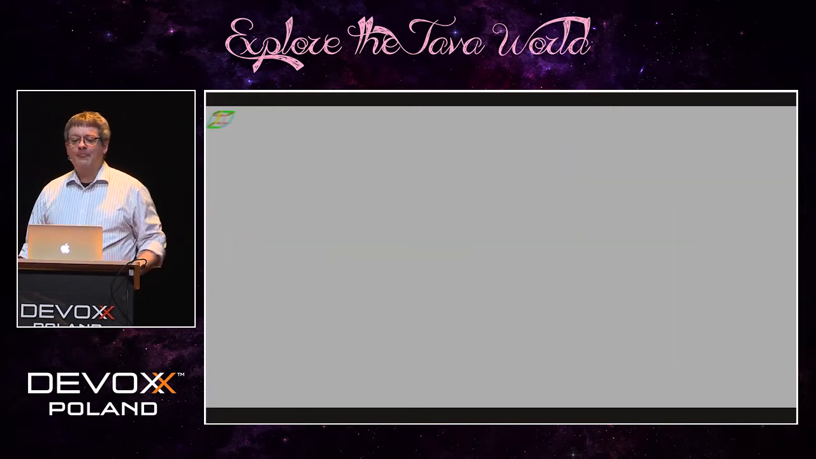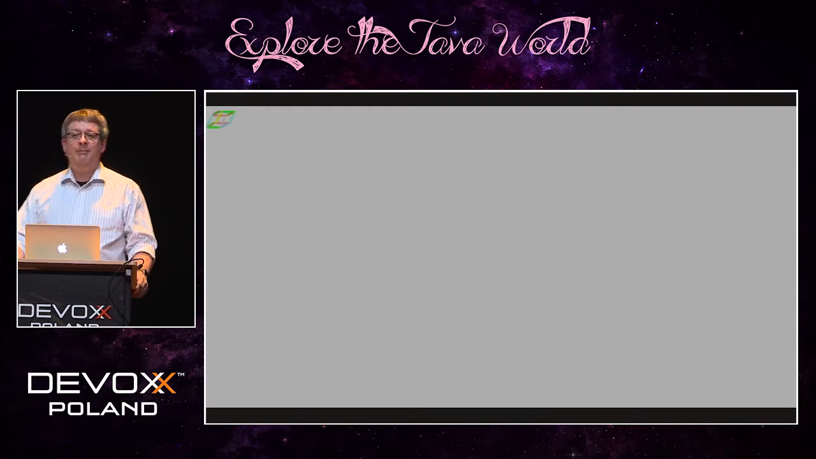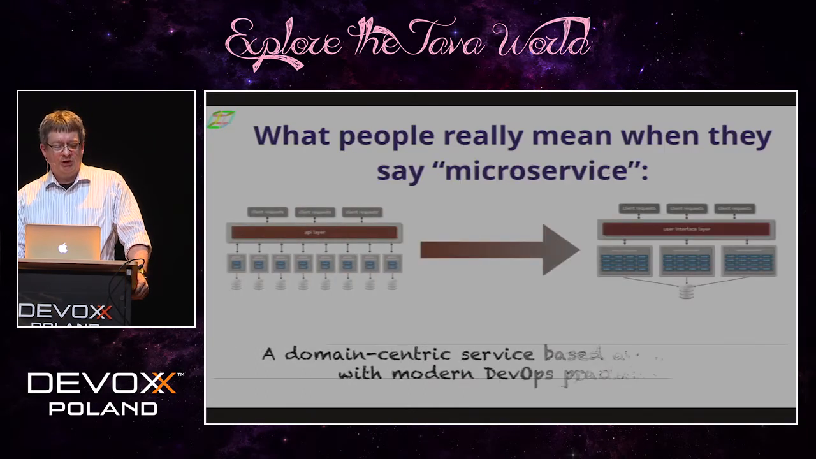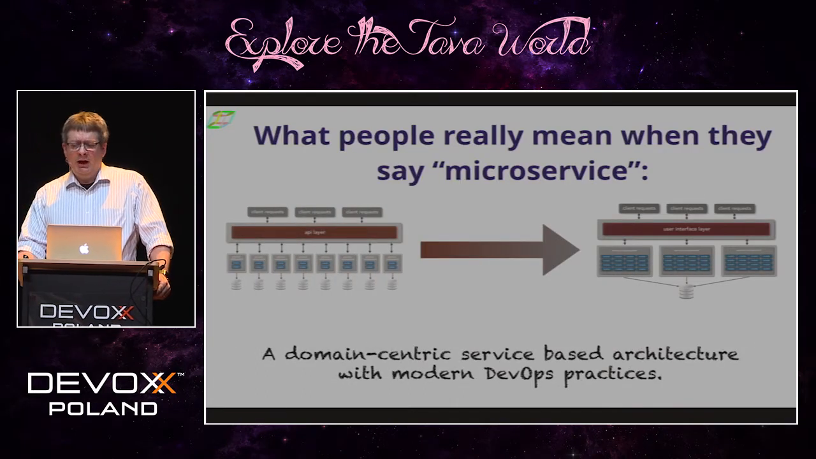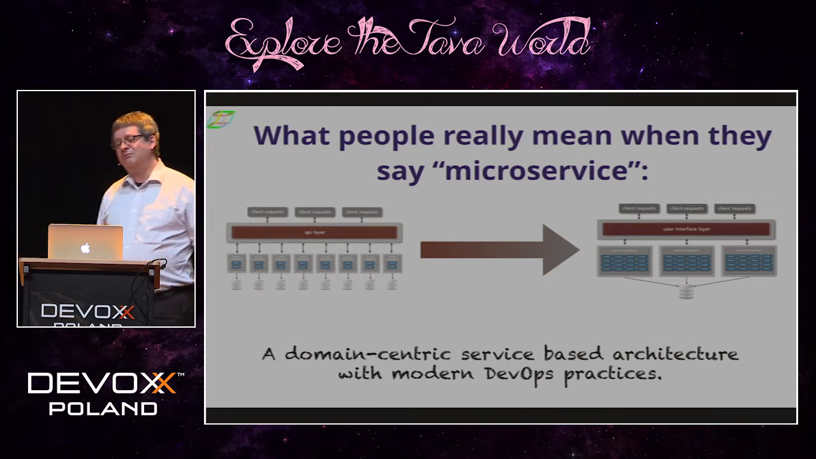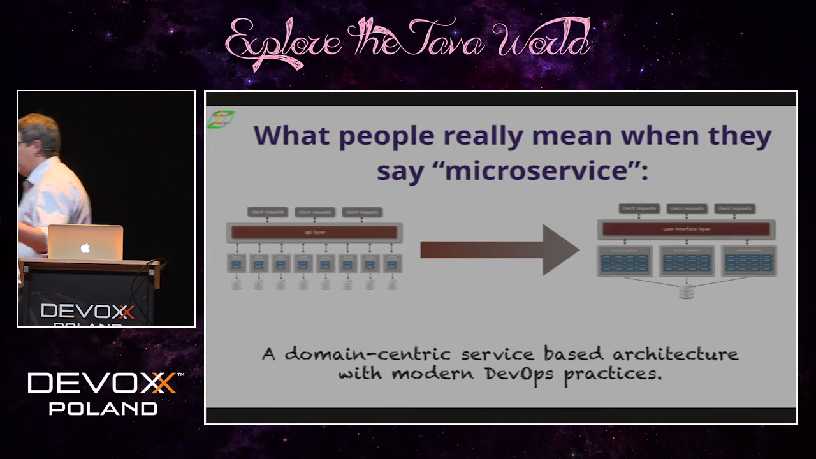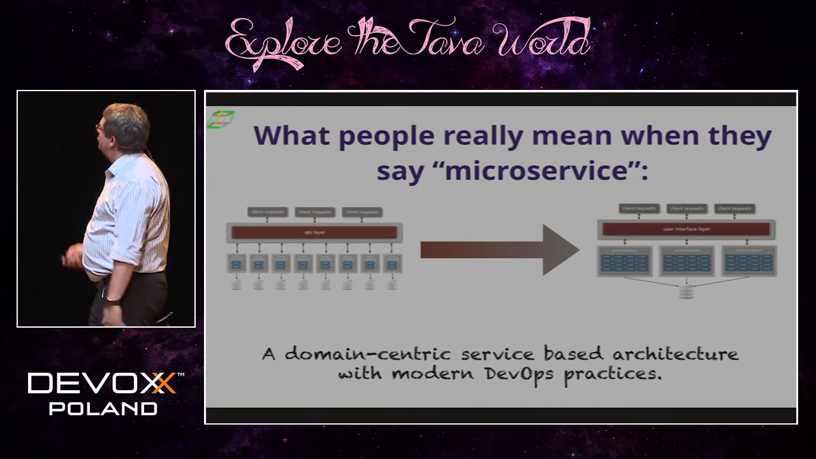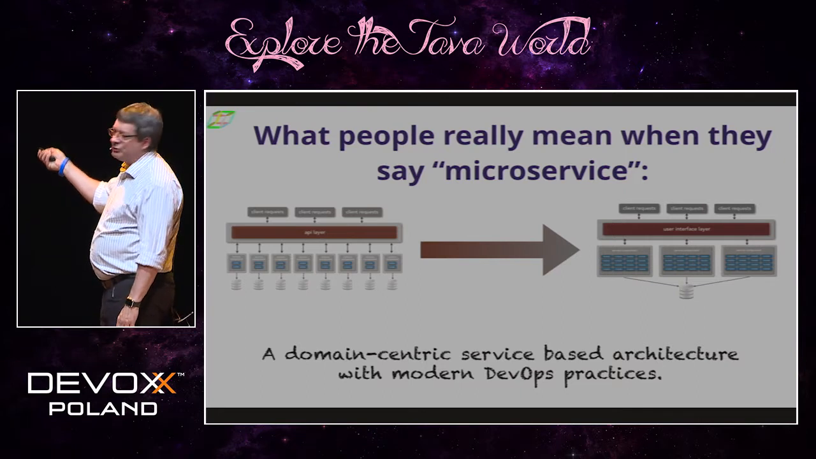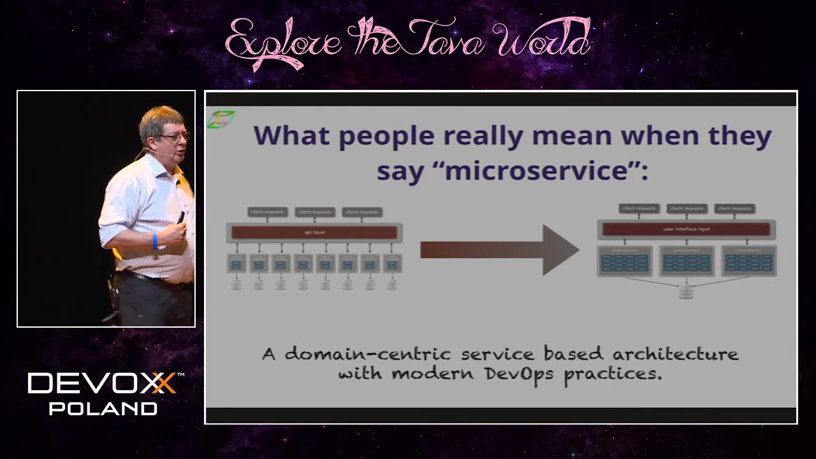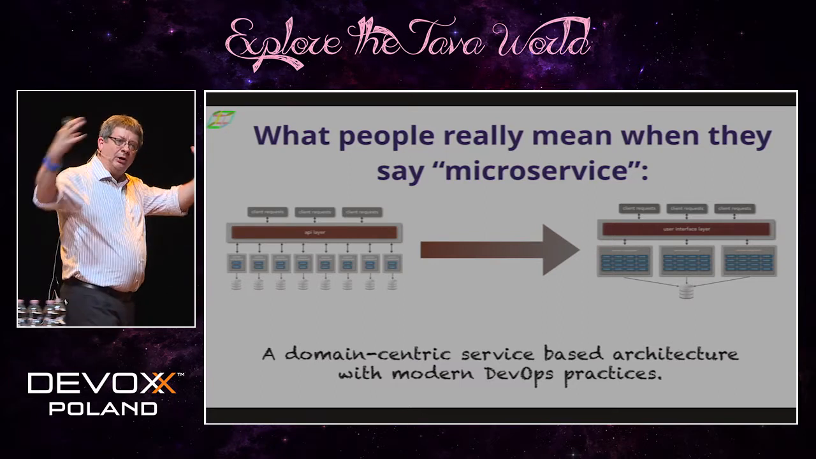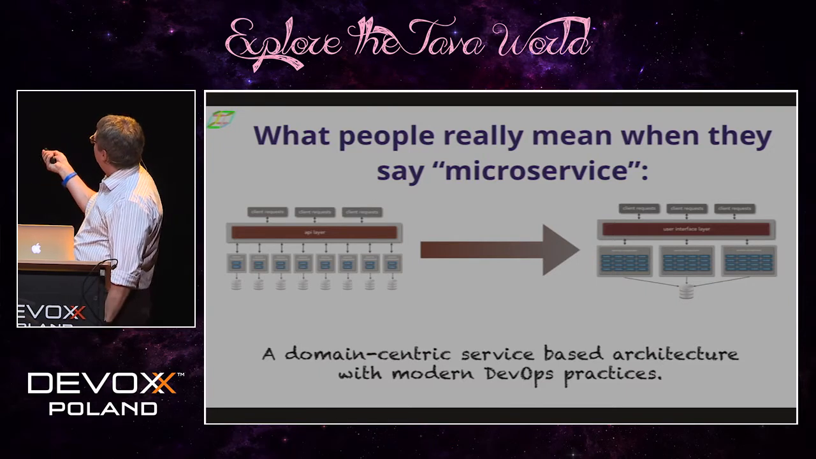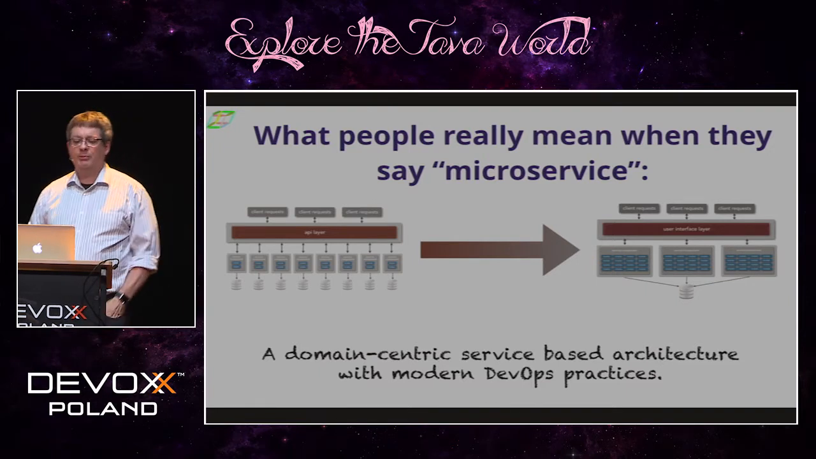In fact, what people really mean when they say microservice, in my experience, is a domain-centric service-based architecture with modern DevOps practices. Because most people that are in the process of migrating from some sort of monolith into something like microservices quickly discover that some of the restrictions in microservices, like the data isolation, is really, really hard to achieve if you're trying to untangle a monolith. And so what you discover is going domain-centric, but leaving your database alone, is often a more pragmatic approach to doing this.